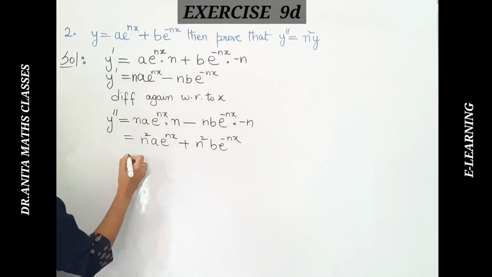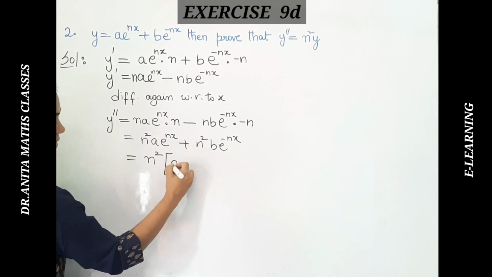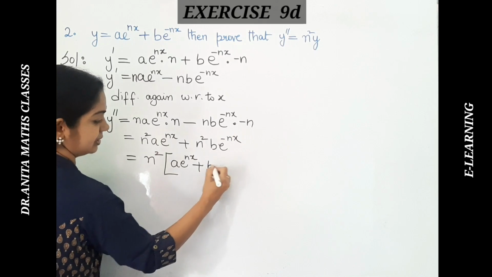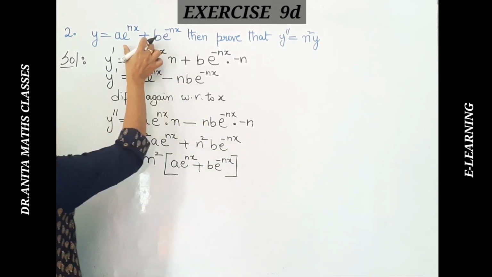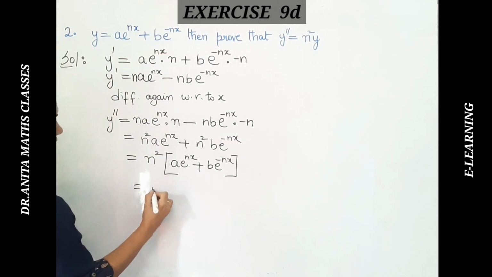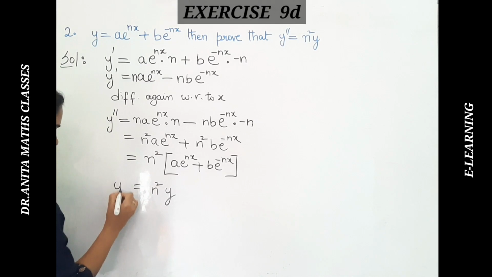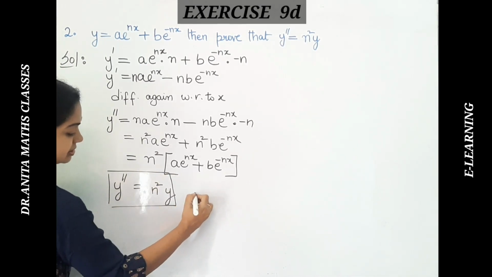So here the common thing is n square. If you take n square out, a e^(nx) plus b e raised to the power of minus nx. This part is nothing but y. So this is n square y simply. What is this actually? The double derivative, the second derivative. So we have proved. Hence, thus proved.